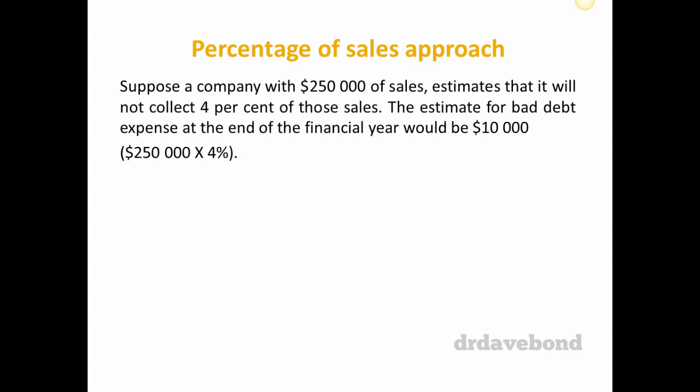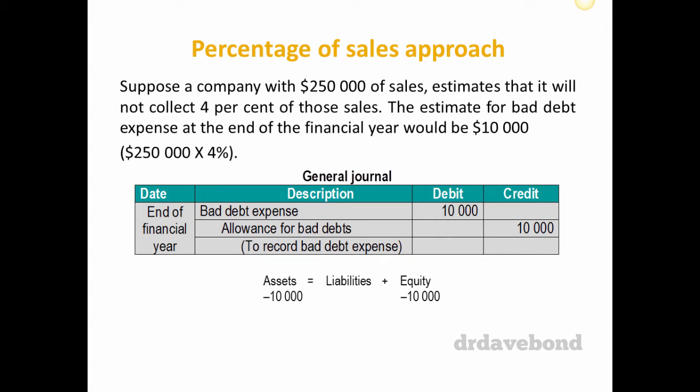The entry still looks like this. Debit bad debts expense, credit allowance for bad debts. So there's nothing different to what I've done here. We've just come up with a number. That's all that we've done. It's easy. It provides us this matching, but realistically, these advantages hold for the other approach as well.